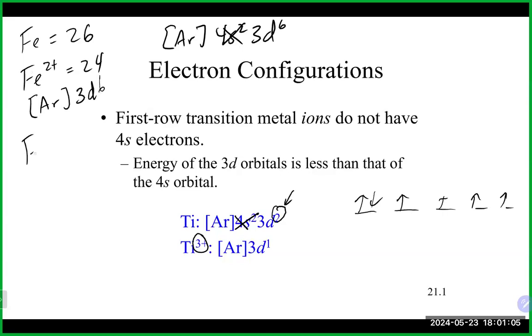And iron very commonly becomes a +3 charge, which means it has 23, so we need to go in there and take out 1, and that would leave us with 3d5. So it's also important to understand that iron with a +2 has 6 electrons in those d orbitals, versus iron with a +3, which only has 5. And again, we're going to talk about how they get distributed there. Any questions on that?